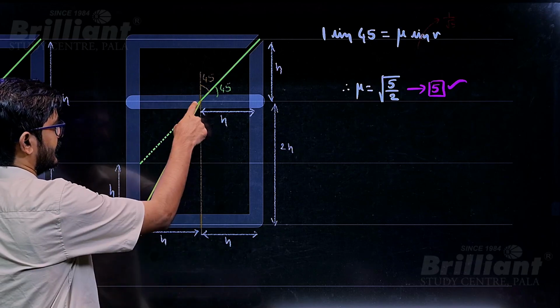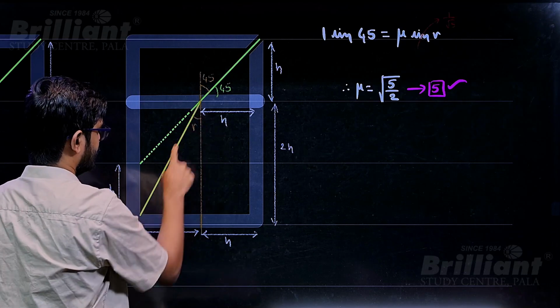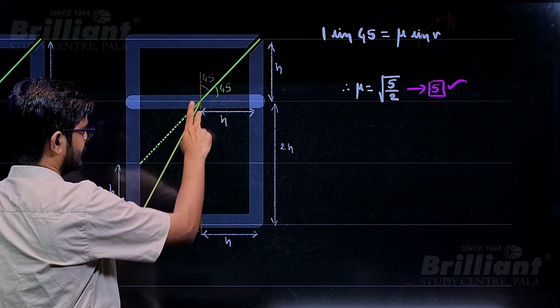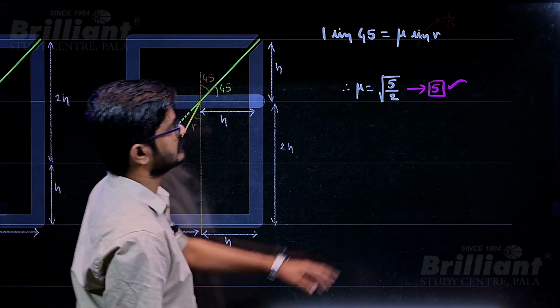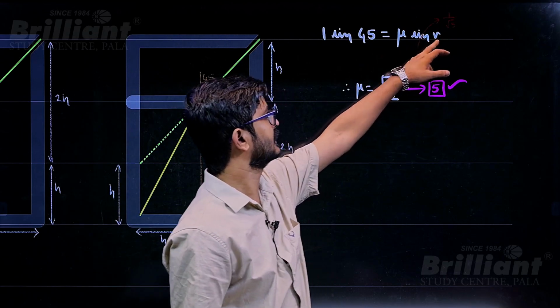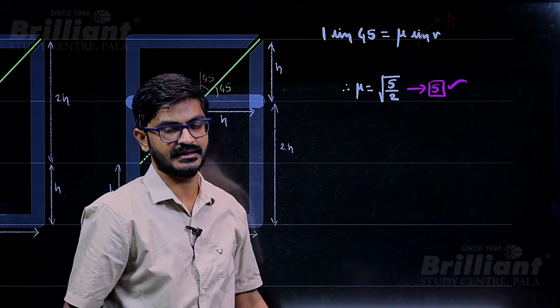In order to find sin r, I will take this triangle. From this triangle, this length is h, this length is 2h, so this will be root 5 h. So sin r is 1 by root 5. You can substitute sin r as 1 by root 5, then you will be getting the required answer, right?